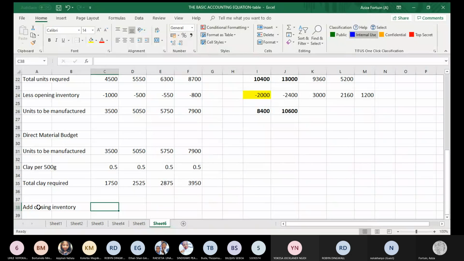Each product requires 500 grams of powdered clay. The cost of the clay is 12 rand per kilogram. The FIFO method is used. The inventory of finished goods is to be maintained at 10% of the next quarter's projected sales. Just give me a second quickly. Okay, so Nolo says that we times 500 by 0.5, then you get 250. Then what do you get here, Nolo, if you want to calculate your closing inventory for the next quarter?